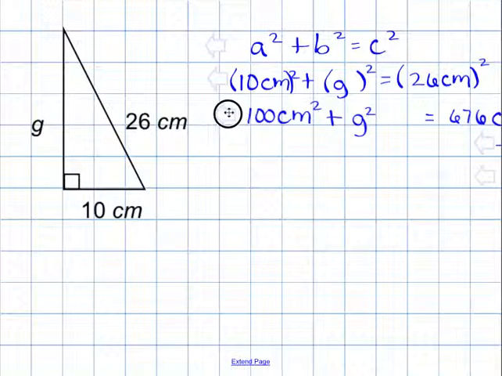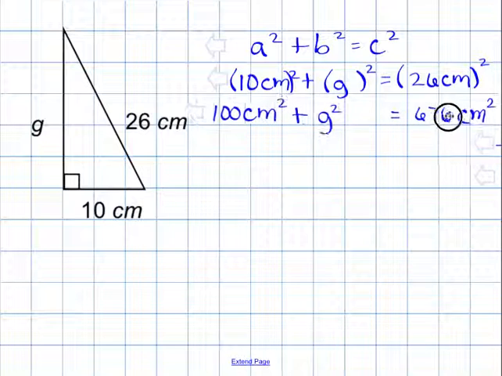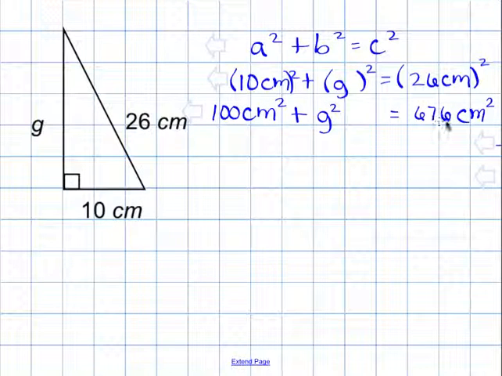Some basics, you probably ended the school year last year with this, but if we have parentheses here, we need to find the square of all those, so think of order of operations and grouping. 10 squared is 100, centimeters squared is centimeters squared. g squared is g squared, we're just getting rid of that grouping symbol, and 26 squared is 676, and centimeters squared is centimeters squared.